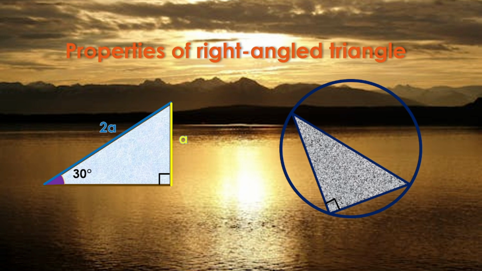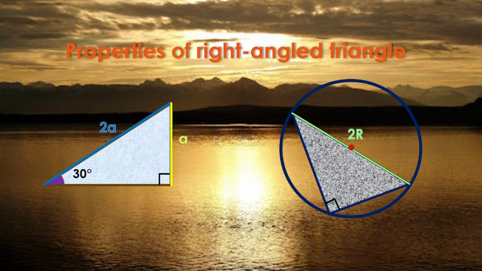Number 2. If a circle is circumscribed around a right-angled triangle, the hypotenuse of the triangle will be the diameter of this circle, and the center of the circle will be located at the midpoint of the hypotenuse. Here we see a circle that is circumscribed around a right-angled triangle, and we see that the hypotenuse is the diameter of this circle, and the diameter of the circle is equal to 2 radii.